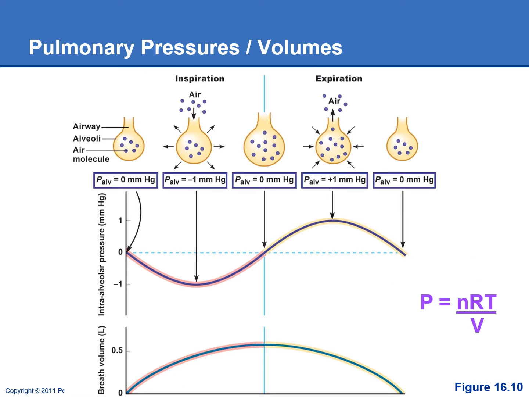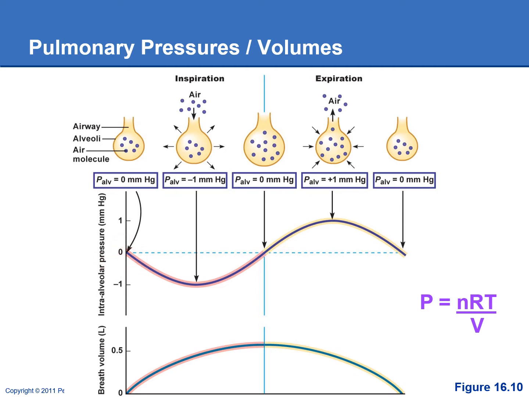This graph is really important to understand for how the ideal gas law works. The top graph is showing the intraalveolar pressure, and the bottom graph is showing you the breath volume. We're going to start right at the end of exhalation before we start to inhale. The atmospheric pressure is 0 along with the intraalveolar pressure. So since they're both 0, there's no air moving in and out of the lungs yet.